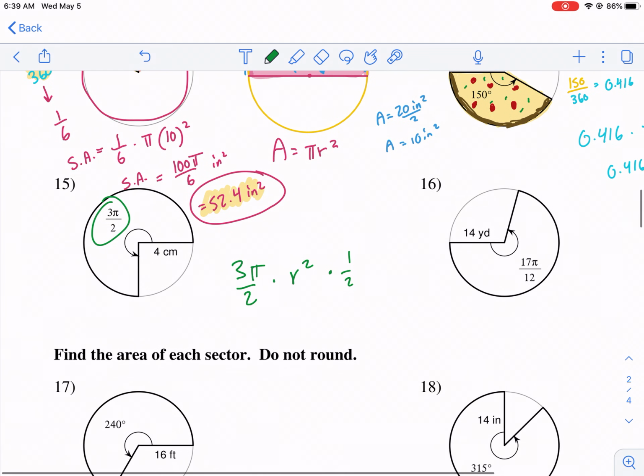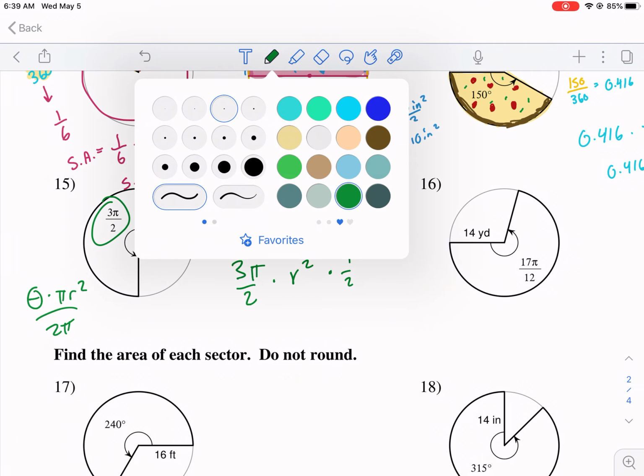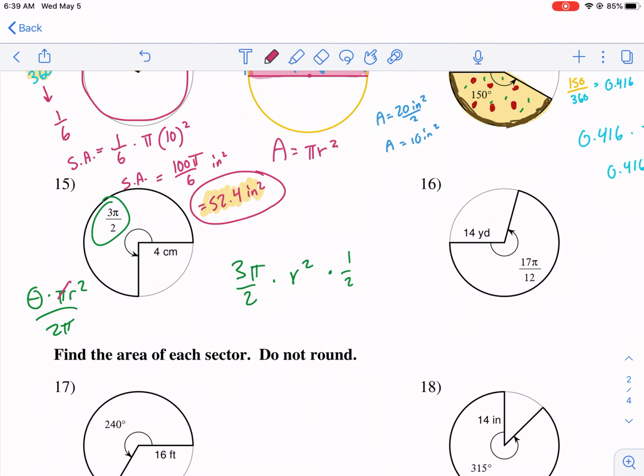Okay, so just as a recap, the original formula is theta times pi r squared over 2 pi, but we just simply canceled the pi's out. So now we have theta times r squared times 1/2, which is the same thing as divide by 2. And that is what I'm going to input here. So instead of r squared, I'm going to put 4. I'll use blue. And then we're going to just solve from here.